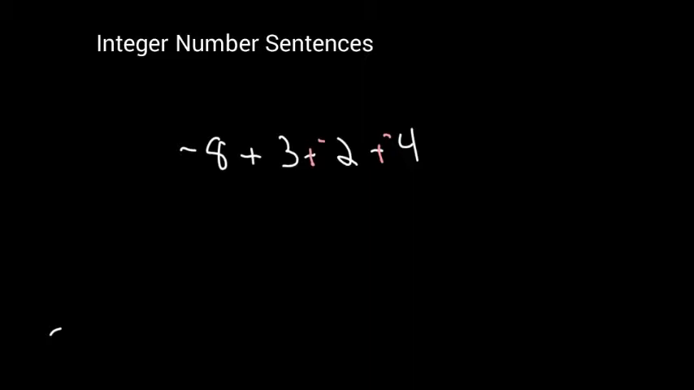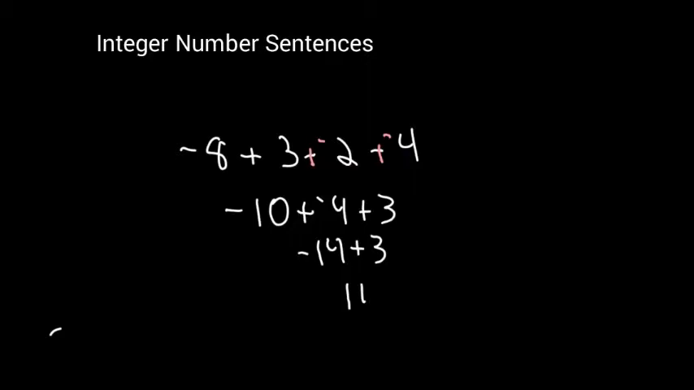Since this is all addition, I can add all my negatives first and then worry about that positive 3. So negative 8 plus negative 2 is negative 10. Now I have negative 10 plus negative 4 plus 3. Negative 10 plus negative 4 is negative 14, plus 3. Then negative 14 plus 3, I'm going to subtract those and get 11. And negative 14 was larger, so it's a negative 11. We'll go through a few more examples of these.